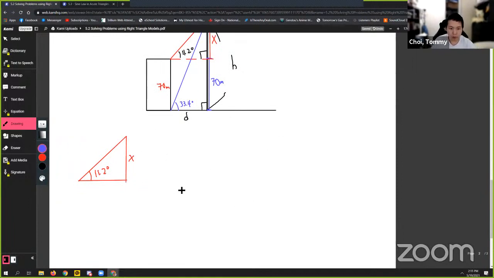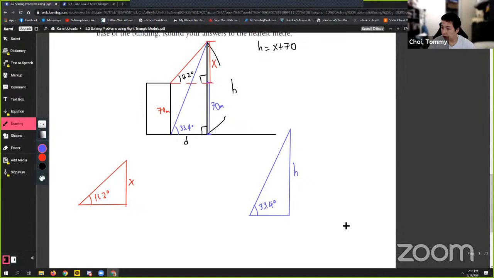The second triangle in blue looks a little bit like this, where it's a little bit taller, because it's the whole thing here. Like so. This is 33.4 degrees, and we know that this whole thing here is H. This is pretty much all the information that we know. I'm actually going to change H though, and put it as X plus 70. If you want to keep it as H, you can. You just substitute it in later. But this is all the information we have.